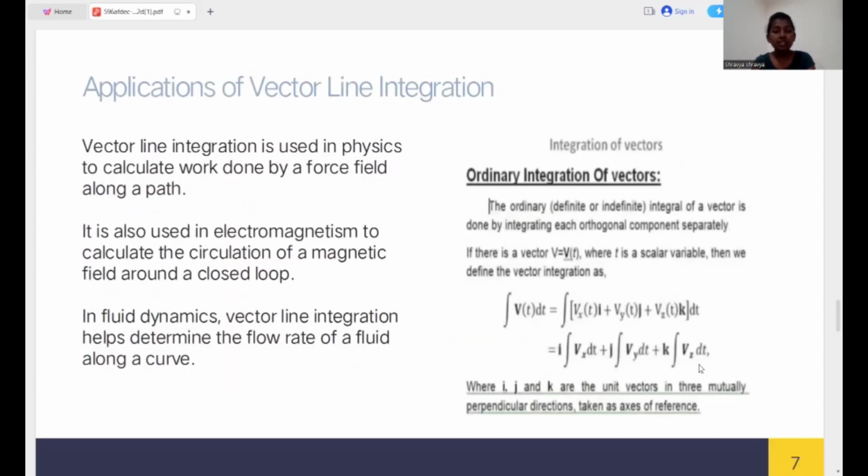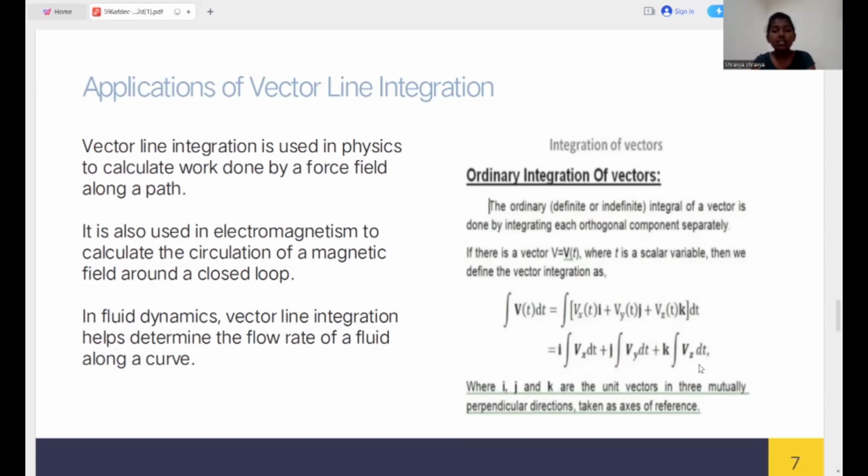When coming to the applications of vector line integrals, we have the ordinary integration of vectors. Ordinary means definite or indefinite. The integral of a vector is done by integrating each orthogonal component separately. If there is a vector v equals v of t, where t is a scalar variable, then we define the vector integration as.